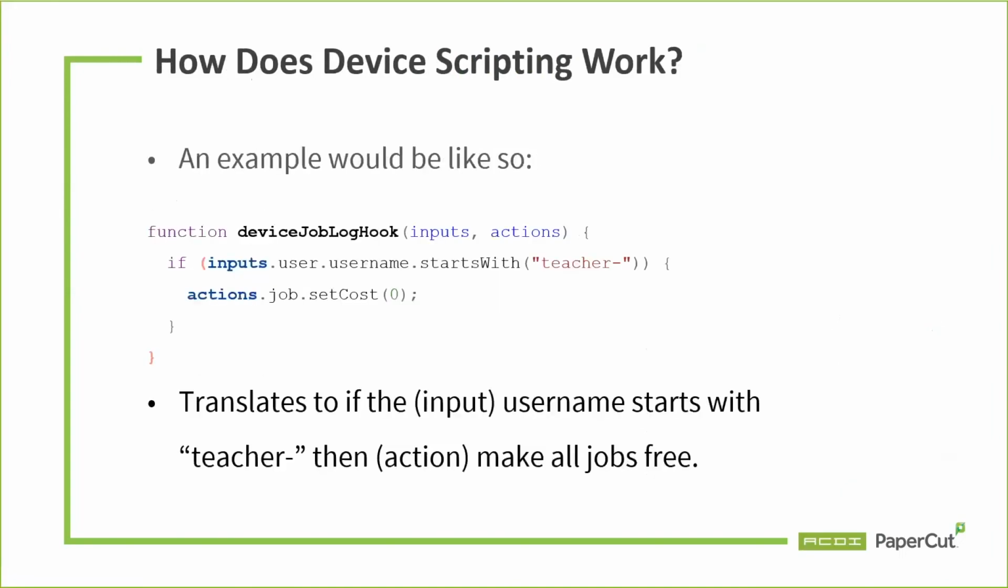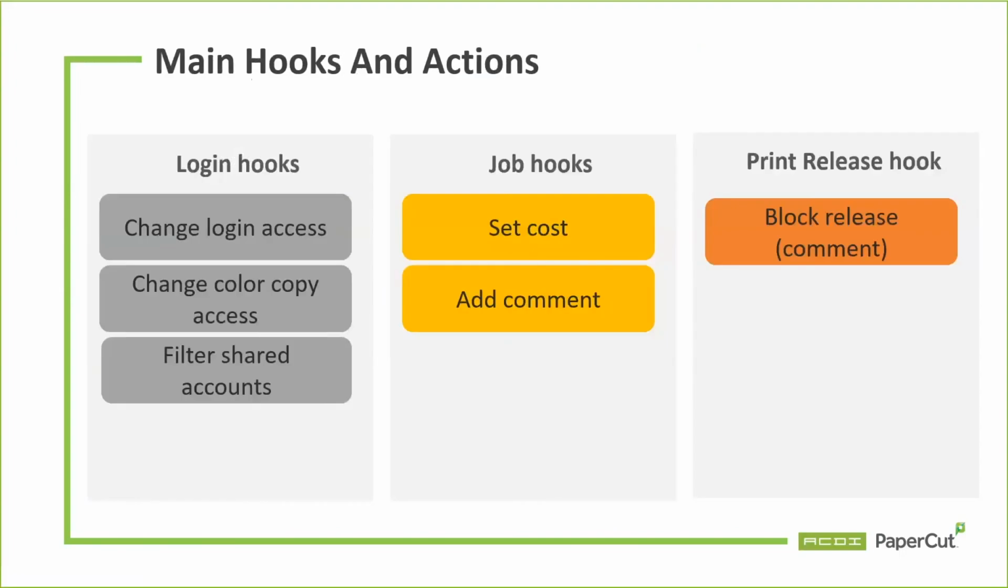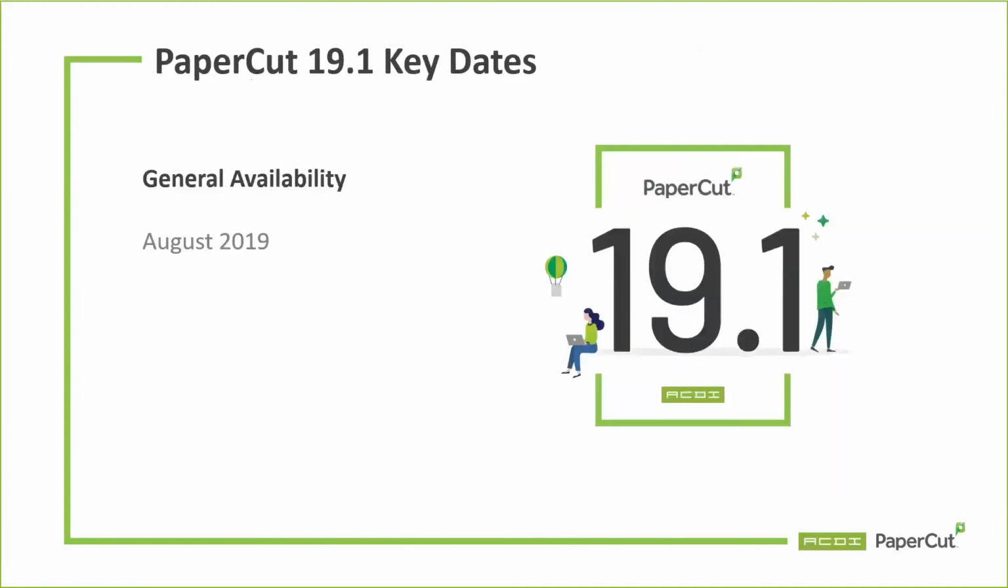Well, like print scripts, here's what a device script could look like. As you can see by this action, this particular script would allow any teacher to make free copies. Again, looks like a lot of things we'll be able to do with this going forward. Here's a short list of the main hooks and actions that we can create. There's going to be login hooks that could allow access and filters, hooks for cost adjustments and comments, and a release hook available during this Percolator time. Really cool stuff, as always, from PaperCut.